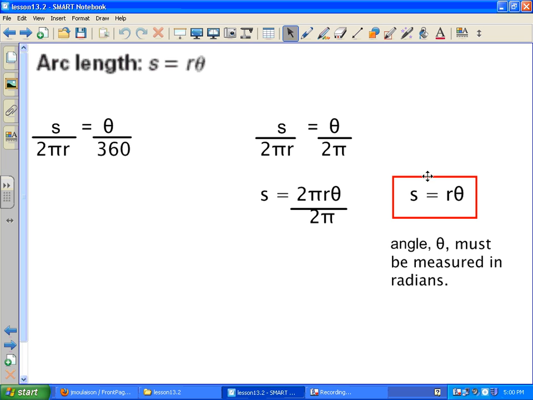Now notice to arrive at this formula, I did need to convert this degree measure 360 into radians, 2 pi. What that means for us is that in using this formula to calculate arc length, the angle that I use, this angle here, must be measured in radians. If I'm given an angle in degrees, I have to convert it to radians before I can use this formula.